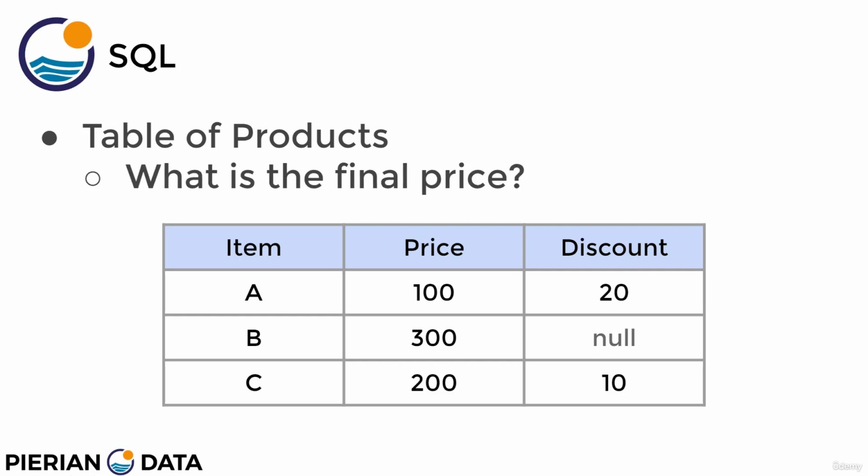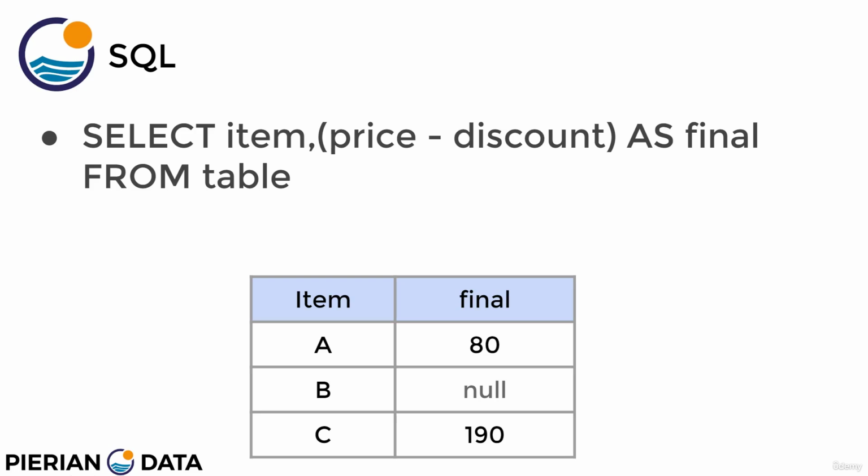So let's imagine we're trying to answer the question, what is the final price? Which is going to be the price column minus the discount column. Well, we could try the following. We could say select the item column, comma, and then calculate, here in parentheses, price column minus discount column as final, so let's say as the final price, from table.